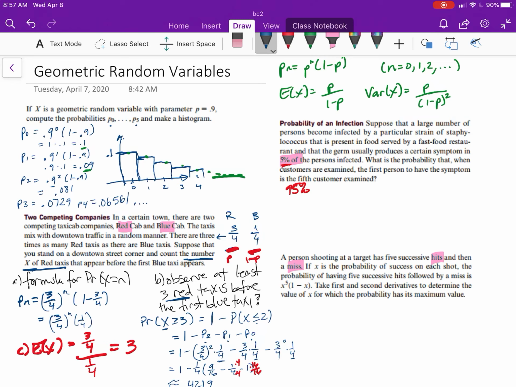So here's how I like to think of it. That would mean the first 4 are good, no symptoms. Non-symptomatic. I don't know how to spell it, so we'll just leave it like that. But then the 5th has symptoms.